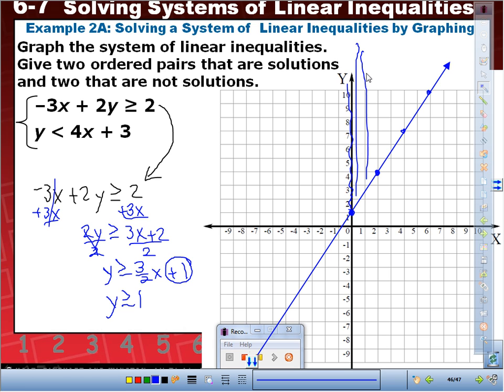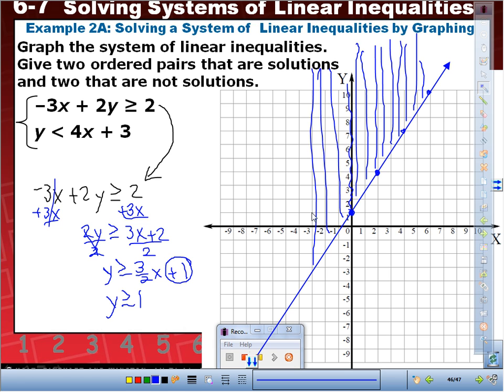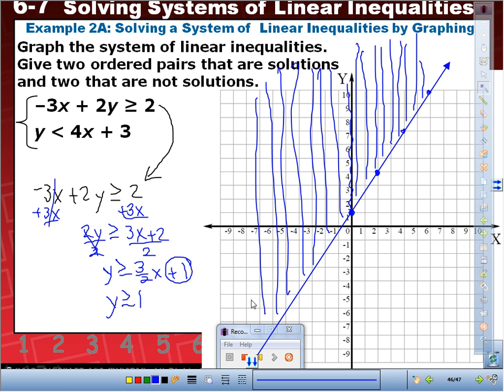Those of you that don't have colored pens, just use your pencil and just sketch lines like this so you can shade that section above that line that we just graphed. All right, here we go. Next. We're done with that one. Let's go to the next.